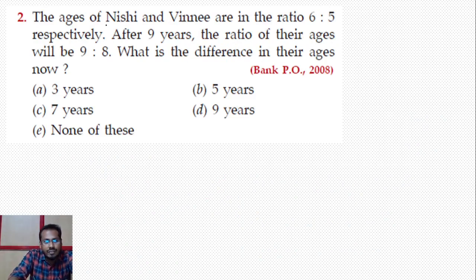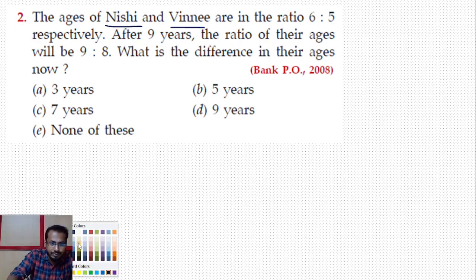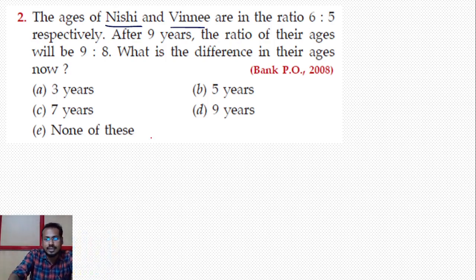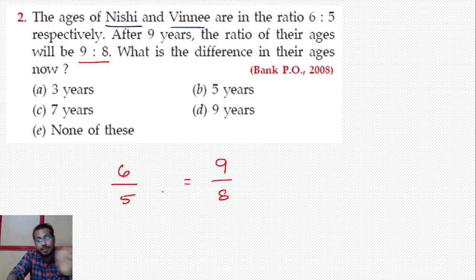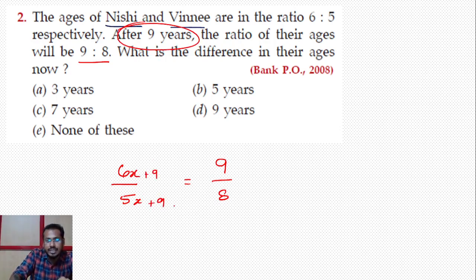The ages of Nishi and Vinnee are in the ratio 6:5. One ratio is 6/5. And after 9 years, the ratio of their ages is 9:8. So the other one is 9/8. So 6:5 became 9:8 because of after 9 years. Put the x value here. After 9 years, it was converted into 9/8. Just cross multiply, you will get the answer.